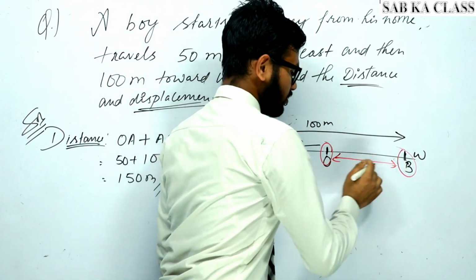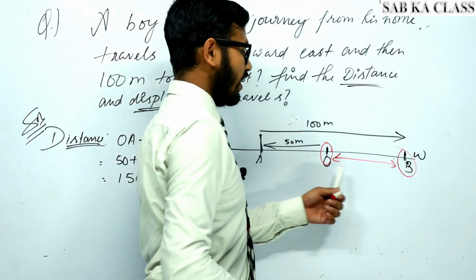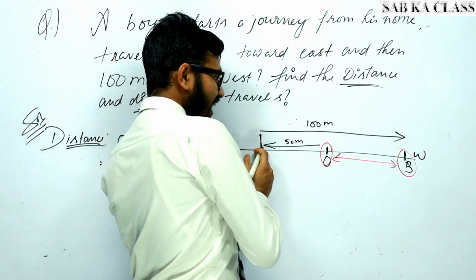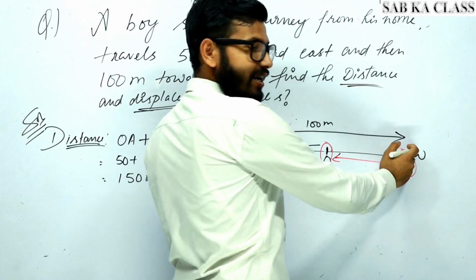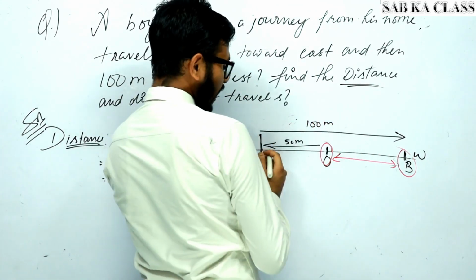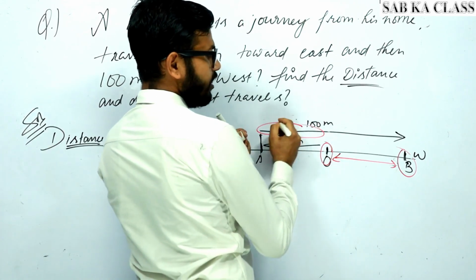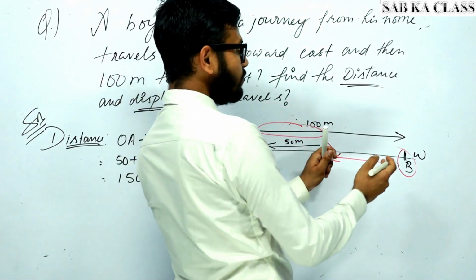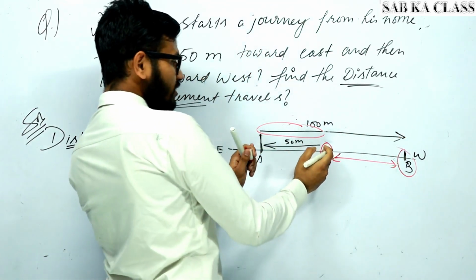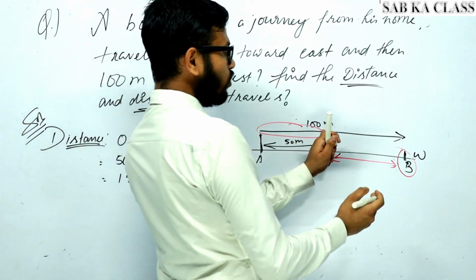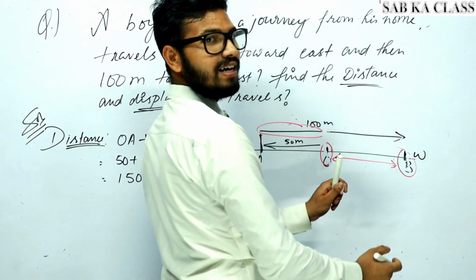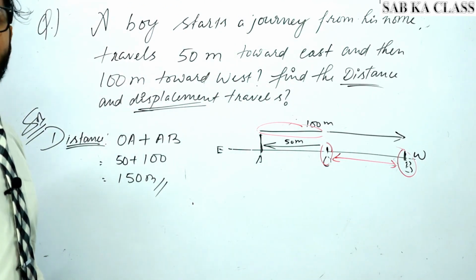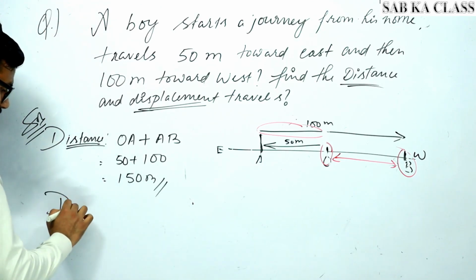See the length of O to A. How much is it? 50. Because A to B was 100, and A to O already takes 50 meters. Understood, children? Already 50 meters is occupied. So obviously, how much will O to B be? We knew O to A was 50, so O to B will be 50, right? That means the displacement is 50 meters. Clear? So displacement is what?